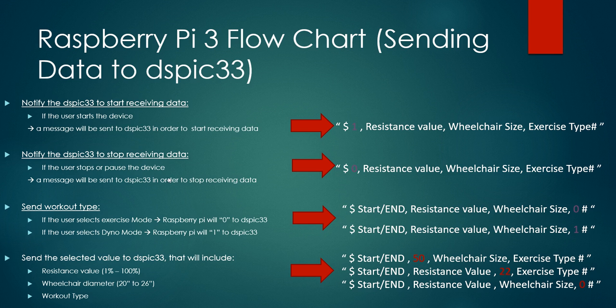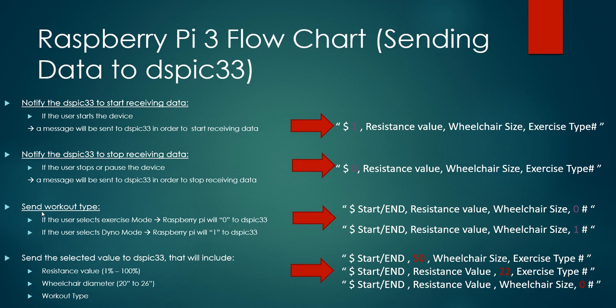Over here, this is just an explanation of what we'll see later on in this demo. As I said, the Raspberry Pi will notify the dspic when to start receiving data. As you can see here, the character that's responsible for that purpose is number 1. This is going to be number 1 and it will be sent as a character. And then 0 means the user selected either the stop button or the pause button.